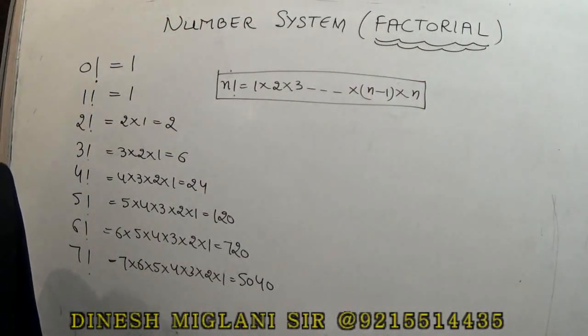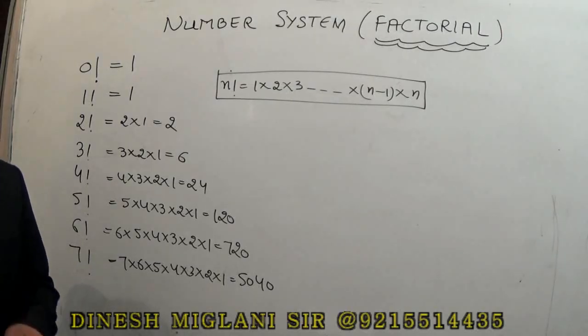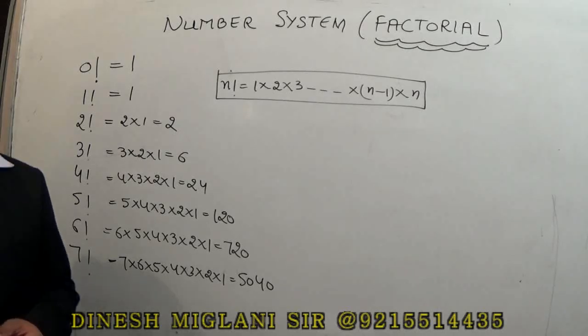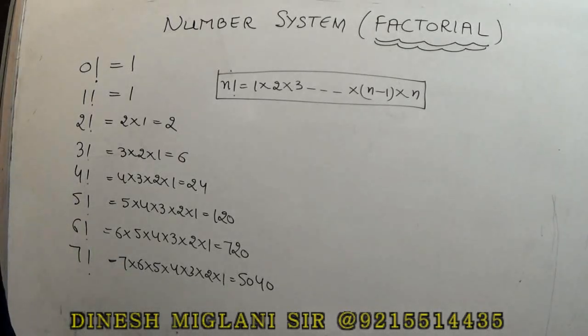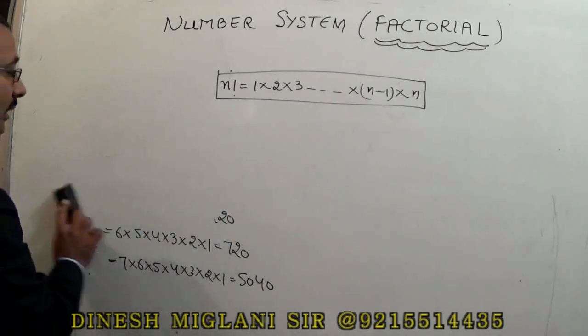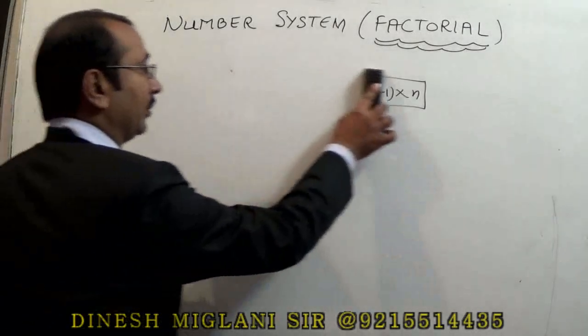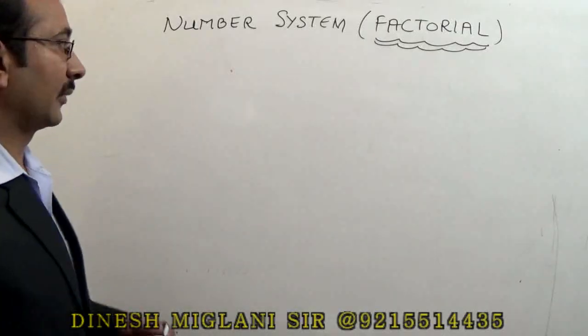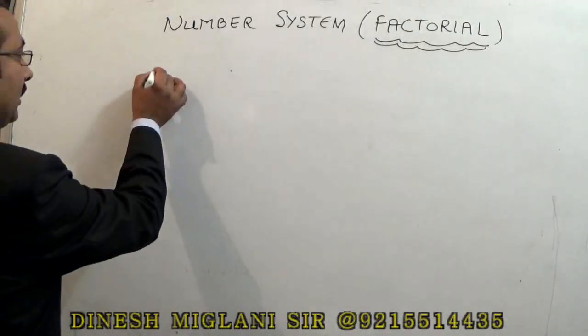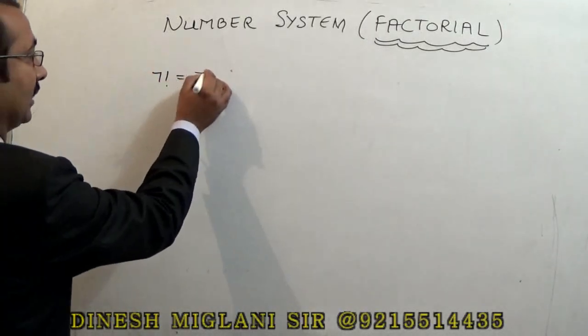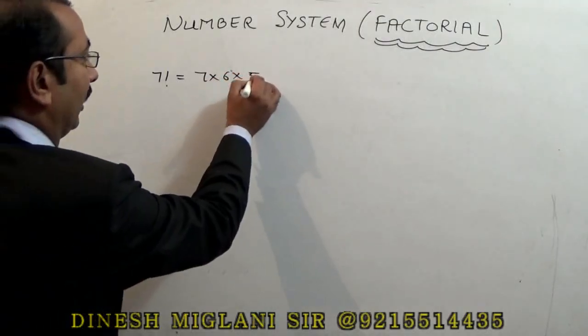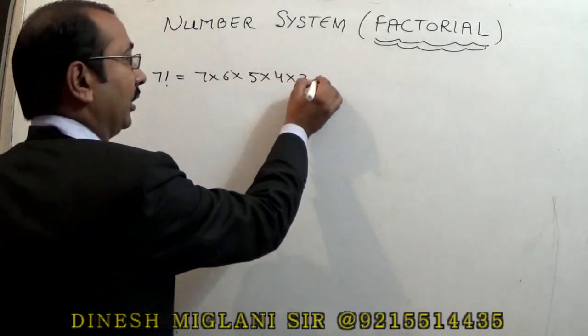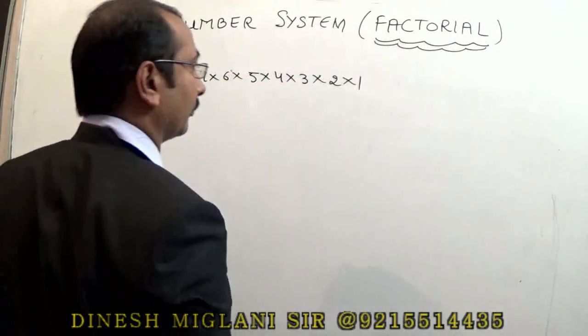Now, the important point here is what type of questions are asked in this factorial, or what type of concepts can be formed from this topic. Before going to the questions, first we try to understand what type of question may be asked. For example, if one number is given as 7 factorial, we write it as 7 into 6 into 5 into 4 into 3 into 2 into 1.